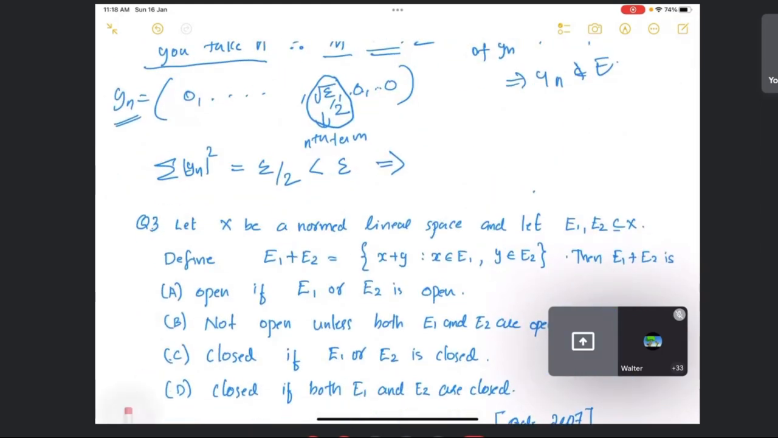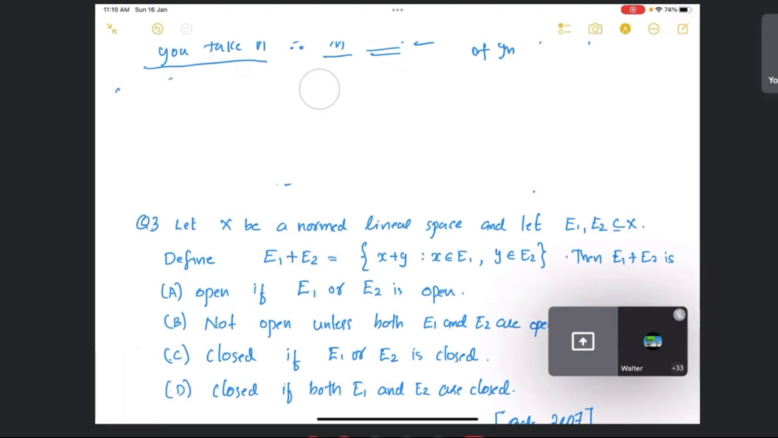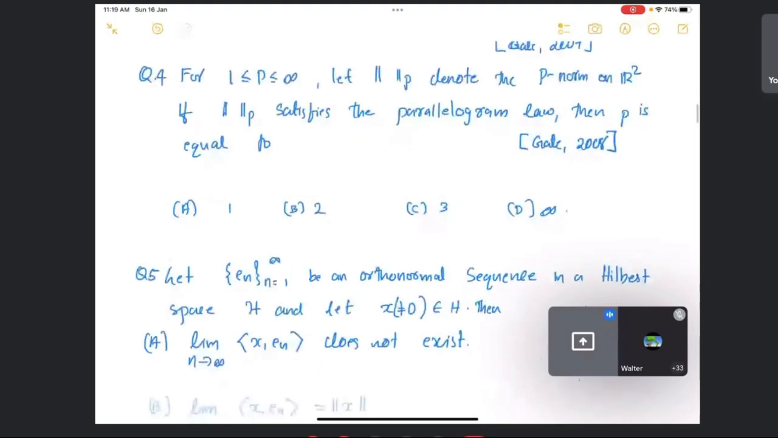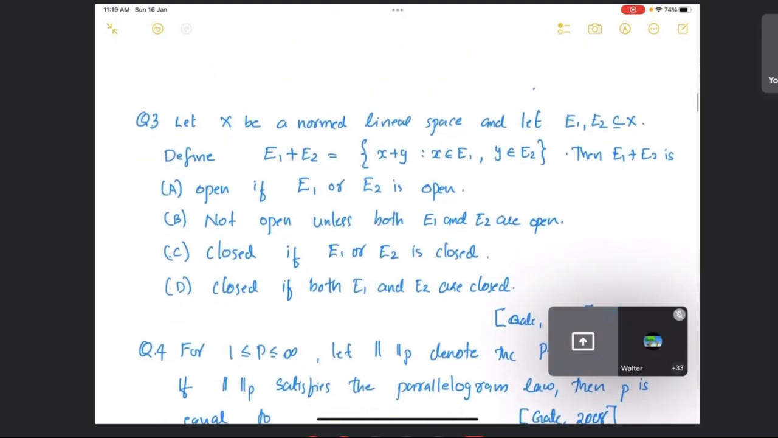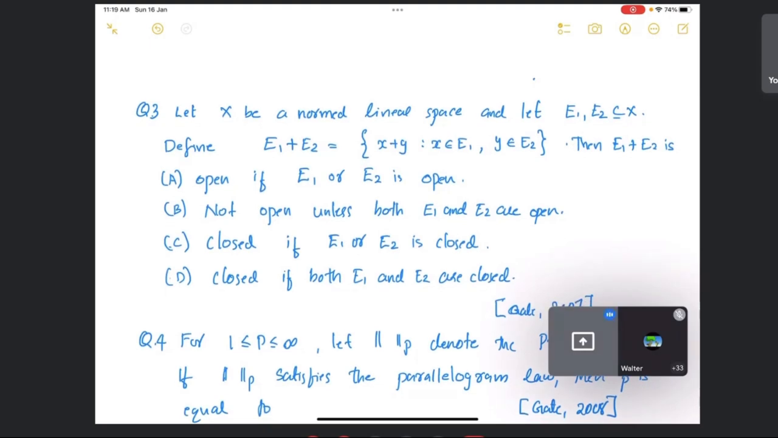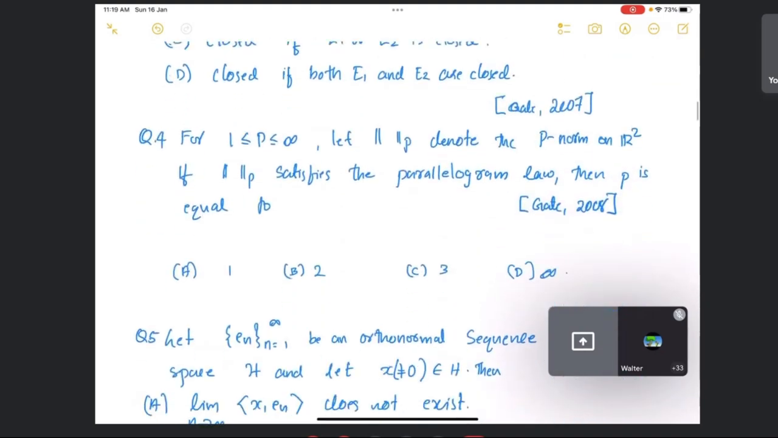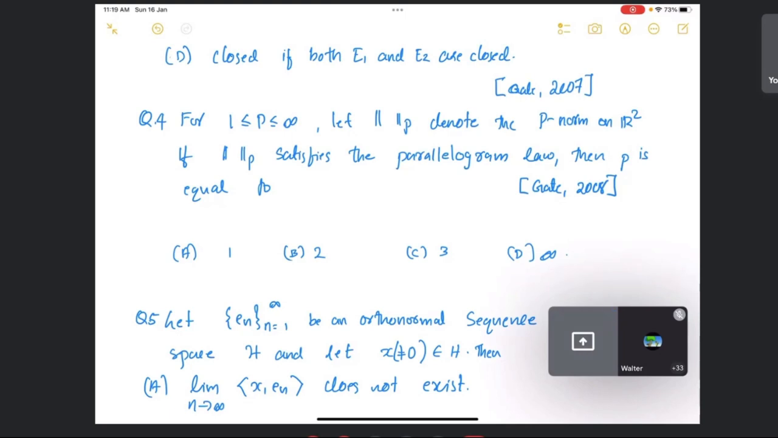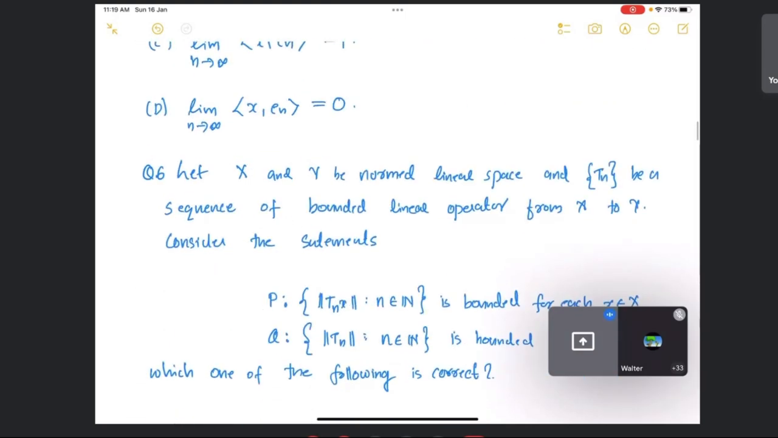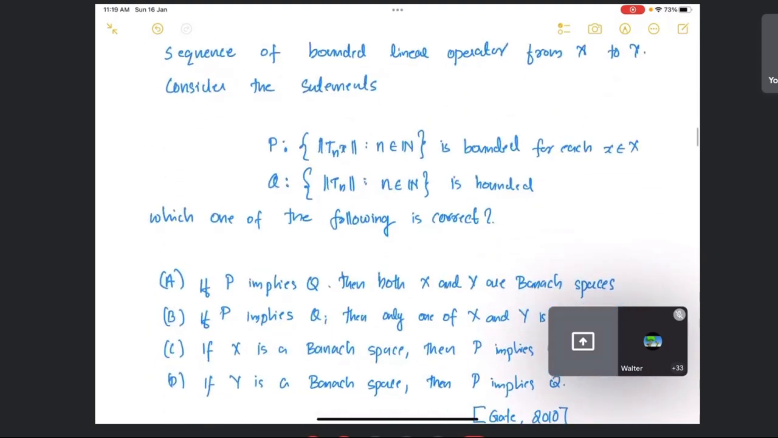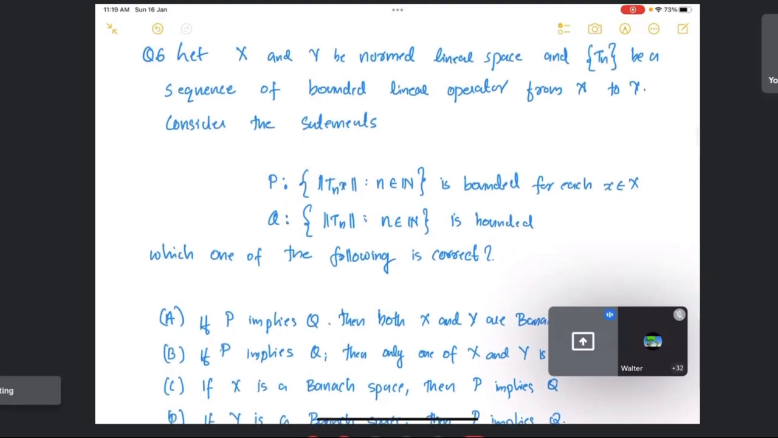Now, let's move on. I don't think I will get enough time to cover all these problems. This question you might have already seen, so I don't need to discuss it. If you have two sets E1 and E2, then you know when they are closed, open, or not closed. You might have already seen this many times. So I am skipping that question. This is a Hilbert space question. I'll go to question number 6.